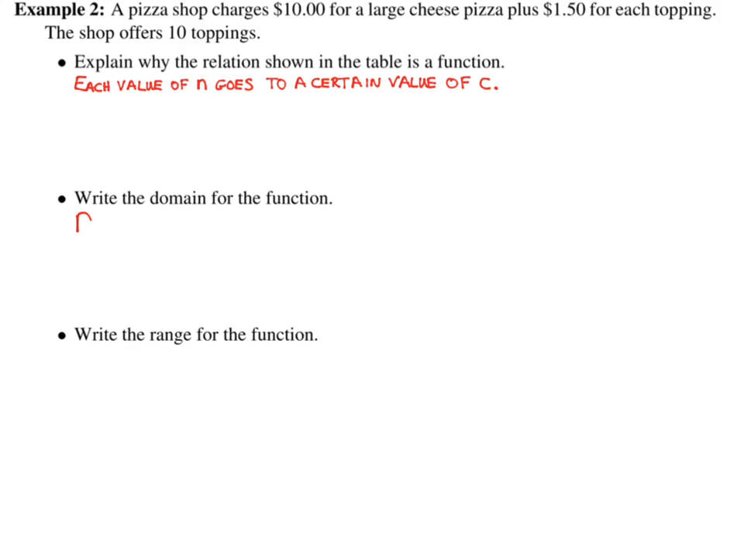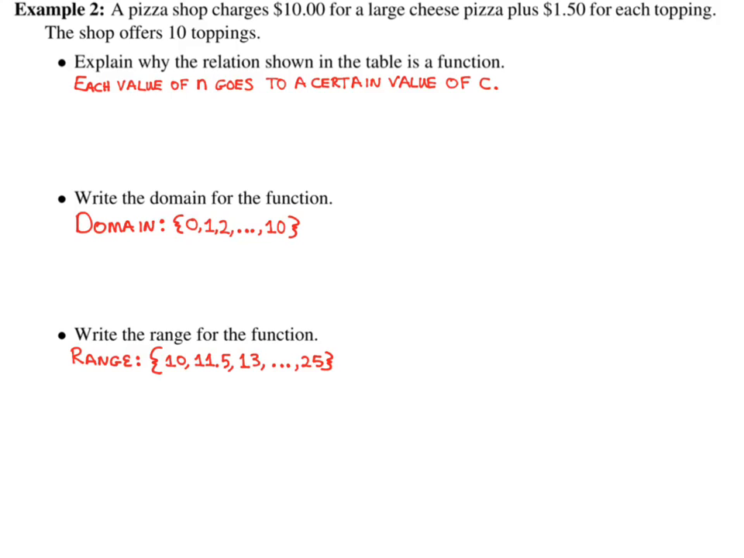Now the domain, remember, domain is the list of inputs, the list of the independent variable options, and that's 0 to 10. And the range, which you could spend your time thinking about all over again, or you can just copy from the table before. 10, 11.50, 13, etc., all the way up to $25.